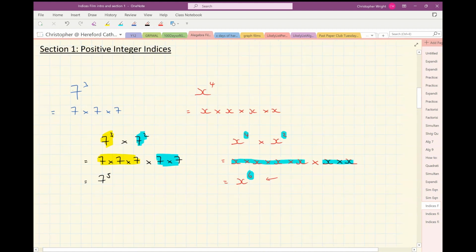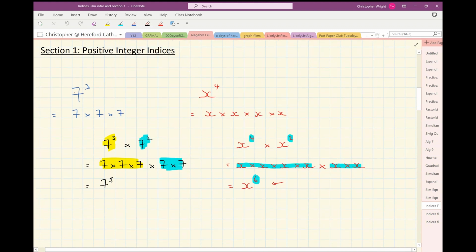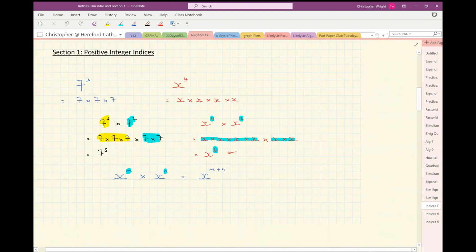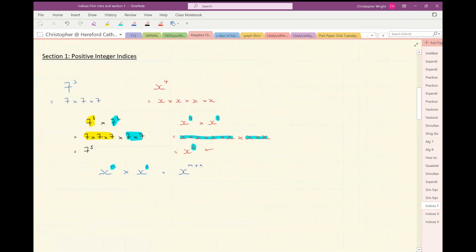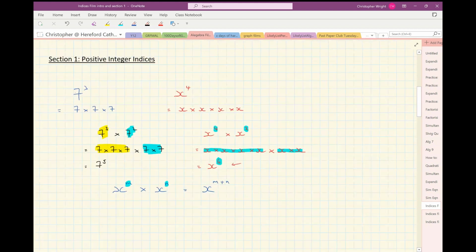So the first rule of positive integer indices is that x to the m multiplied by x to the n is the same as x to the power of m plus n. You add the powers when you are multiplying. Right, the second rule of positive integer indices. Well, it's the inverse of the first rule. So let's move over here.